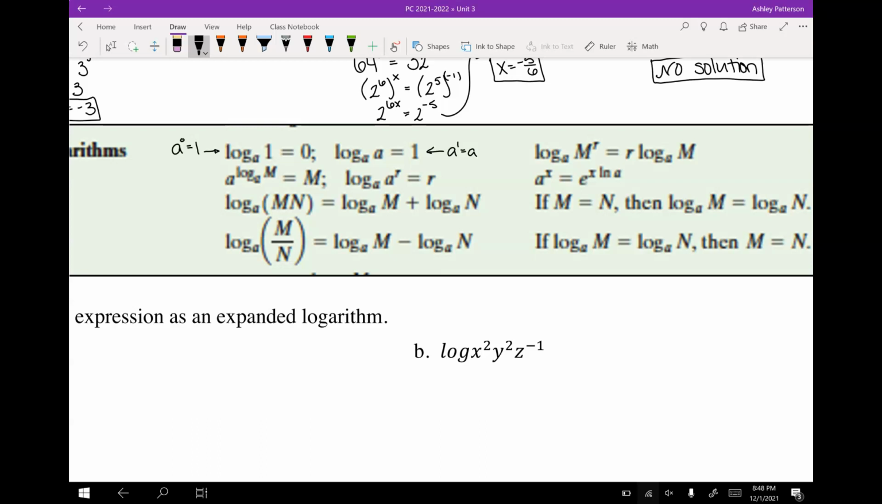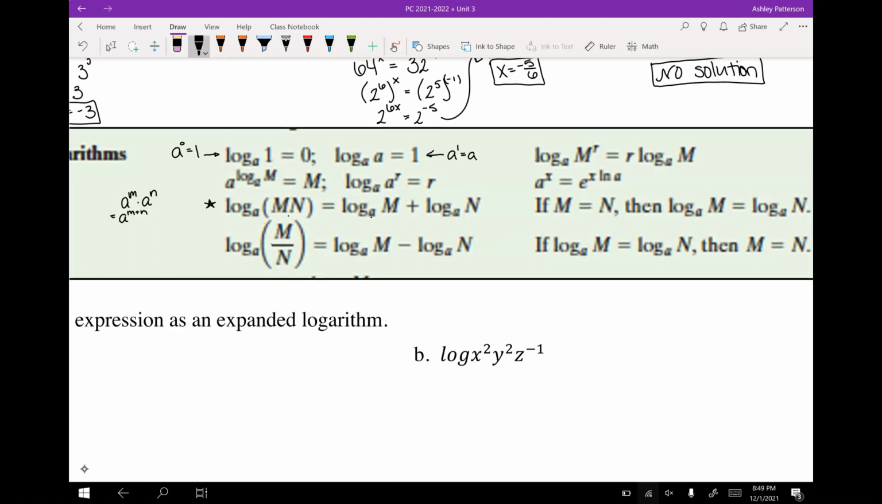If we take a look at the third one down, this is similar to if we had a to the m times a to the n for exponential. That leaves us with a to the m plus n, right? It's the product property. So for logarithms, if I have the logarithm base a of a product, I can write that as the log base a of the first number plus the log base a of the second. And it's important to note that you can work in both directions, and I'll show you that in a second.